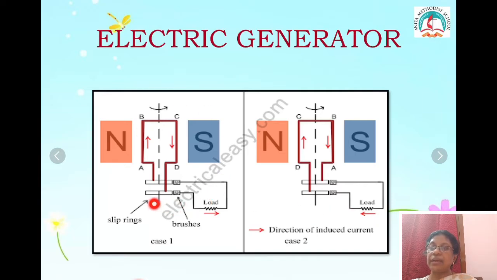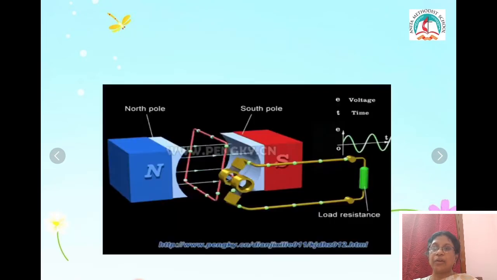So these are the parts of an electric generator. It consists of an armature, a rectangular coil wound on a soft iron core. The two free ends are connected to slip rings. These two slip rings are connected to carbon brushes. The carbon brushes are connected to an external load which collects the current that is produced. An electric generator works based on electromagnetic induction. So change in the magnetic flux produces current in the coil.